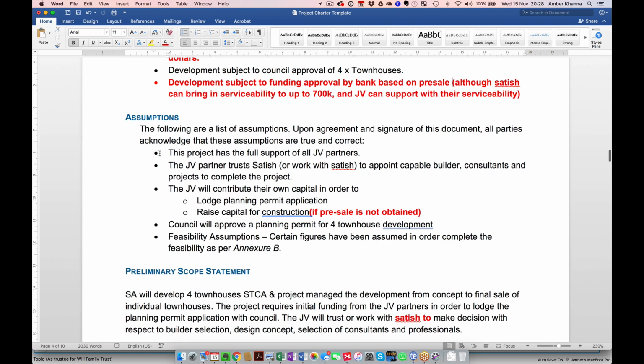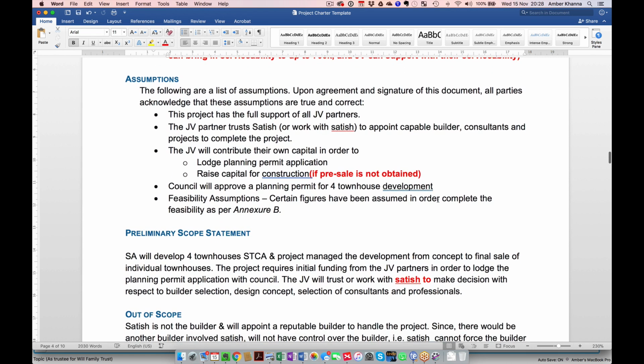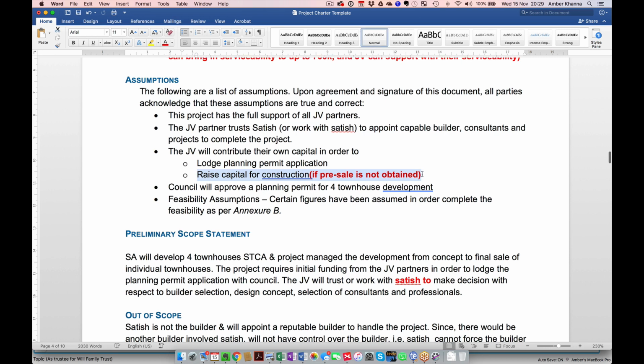The following are lists of mention upon signature of this agreement. The project has the full support for this. Raise capital, construction, and pre-sale not obtained. Again, raise capital for construction if pre-sale is not obtained.